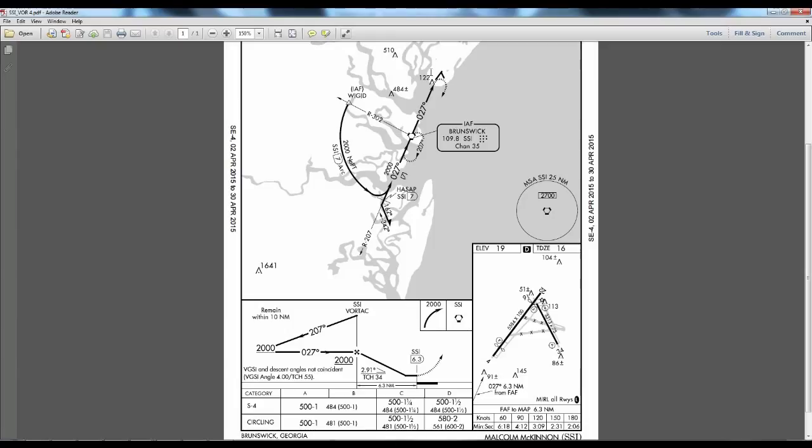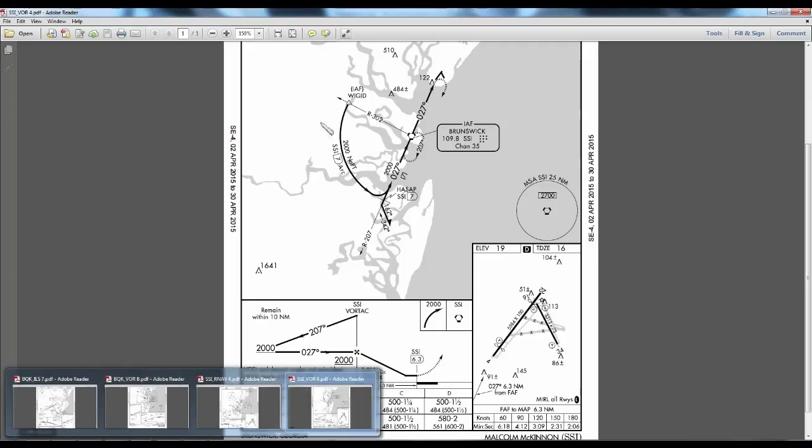Or we could, on this approach, Brunswick, HACCP, procedure turn, back in. What about no procedure turn transitions? Here we see 2000 NOPT on the SSI 7 DME arc. So if we were flying the widget transition, we'd fly this DME arc, and it says NOPT. What that means is when we complete the arc and we get to HACCP, we don't have to fly the procedure turn. That's basically what that means.